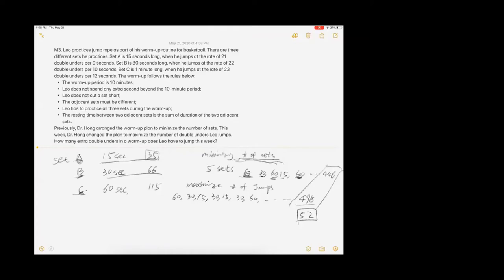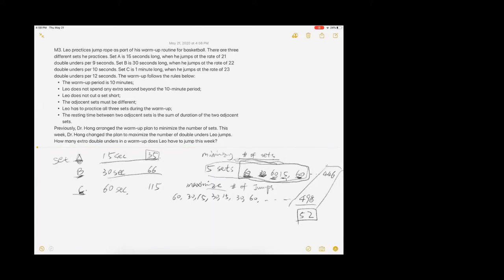And then you have to put in one of each set. That means you have to put in the 30 second and 15 second as well. So this is the minimal number of sets you can stack in a 10 minute workout. This workout may end a few seconds sooner, but this is the smallest you can find.